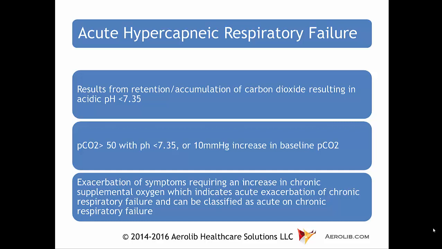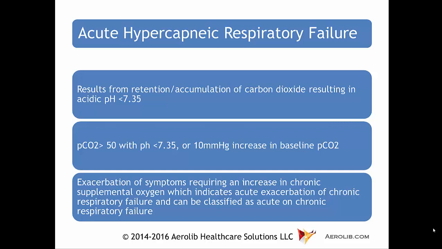Subjectively, there would be exacerbation of symptoms and the patient would require more supplemental oxygen from the baseline. When we have an acute respiratory failure in a patient who has chronic respiratory failure, it should be documented as acute on chronic respiratory failure. Patients who have COPD and are on chronic oxygen should be classified as chronic respiratory failure patients.